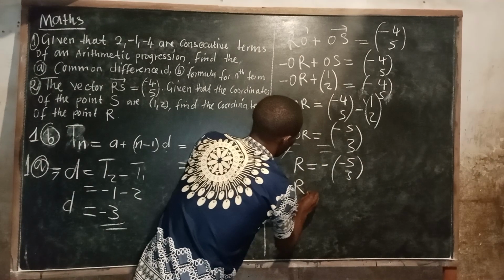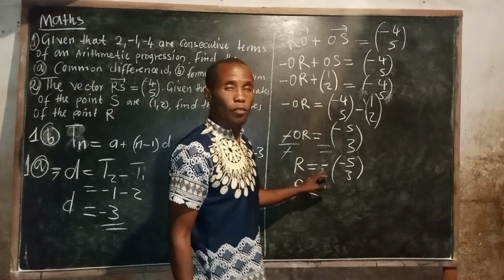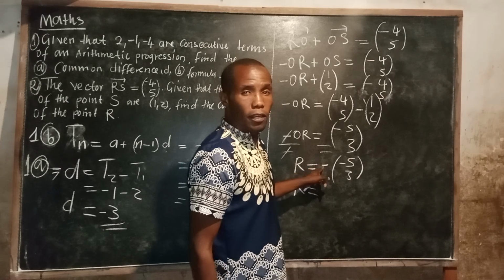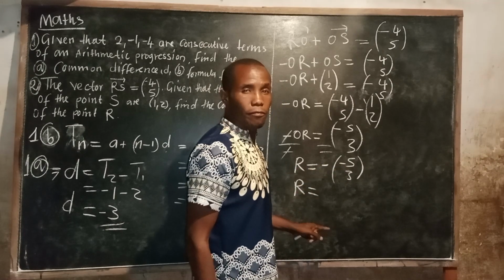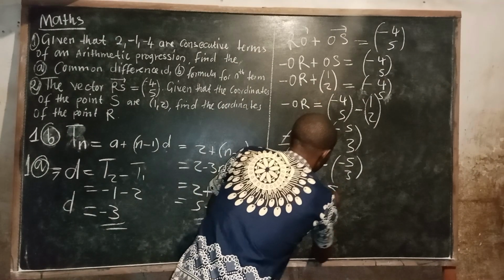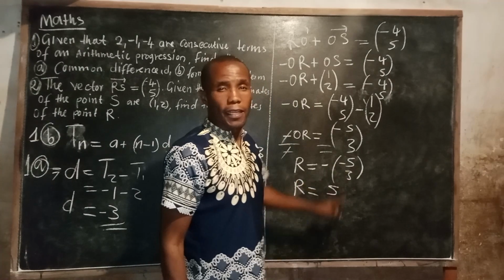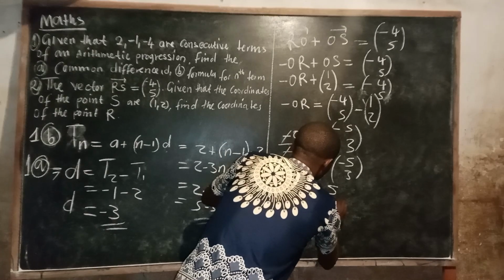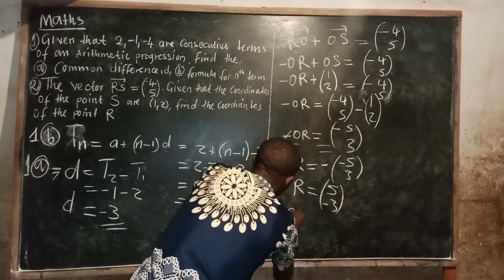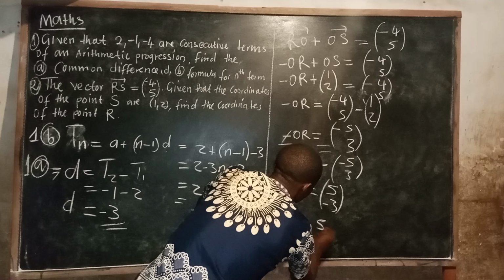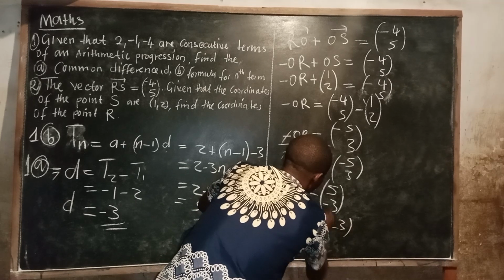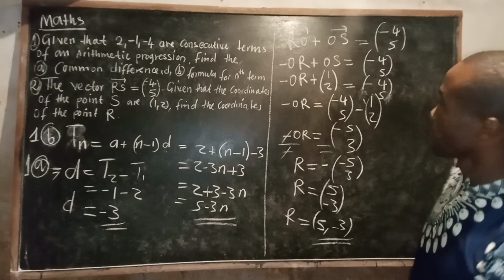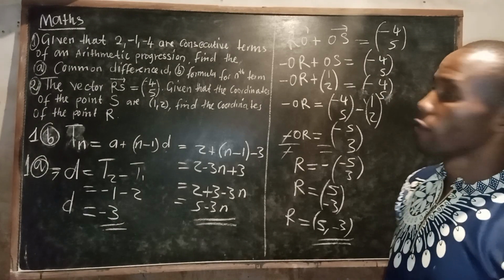So point R is equals to, this negative is going to multiply with everything, the entries that we have. So negative times negative 5, the answer is positive 5. Then negative times 3, the answer is going to be negative 3. So the coordinates now are equals to (5, -3). Hence the answer. So this is how we answer questions in paper 1.